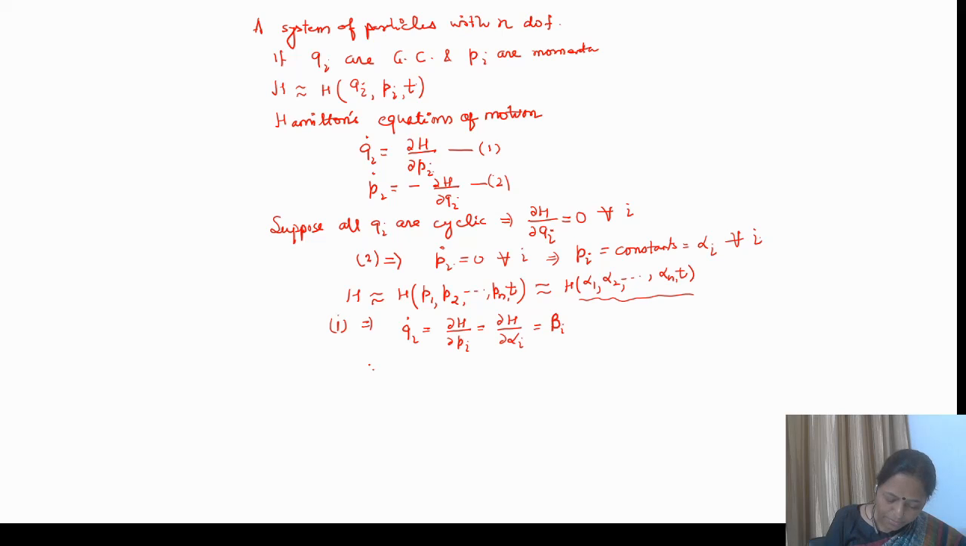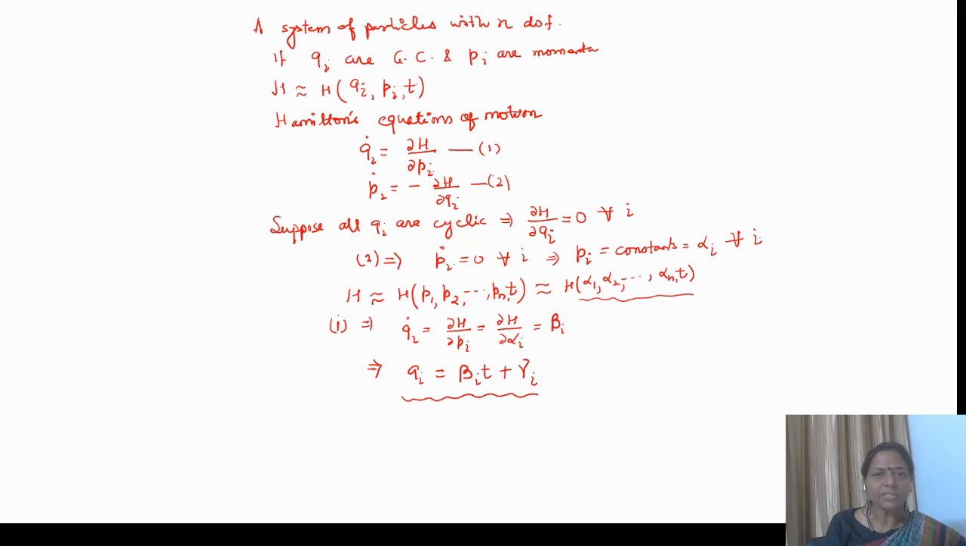Then you get Qi is Bi t, integrating, plus another constant of integration, and let it be gamma i. Now from this expression you are in a position to get an expression in terms of Q's, that means generalized coordinates, and time. So your system has been described, because these constants can be calculated with the help of initial conditions. So this is very easy.